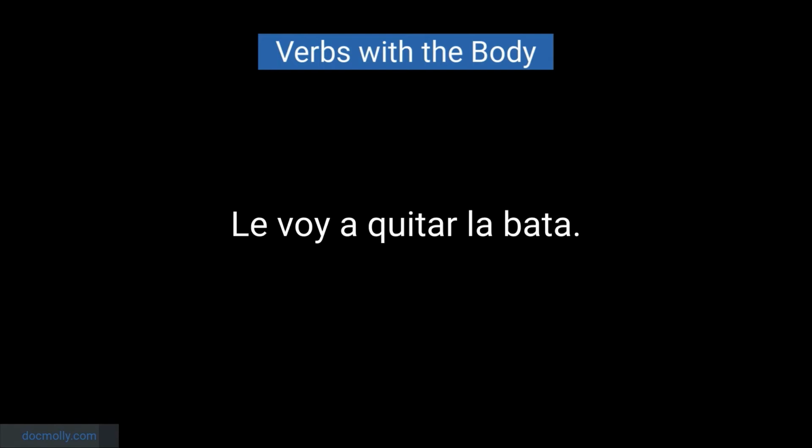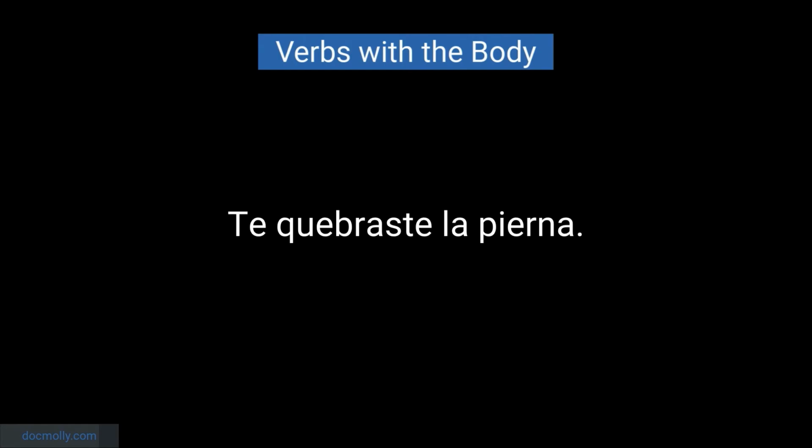Second verb, quitar, to take off. They take off their shirts. Se quitan la camisa. I am going to remove your robe, addressing usted. Le voy a quitar la bata. Verb number 3, to break, quebrar. You broke your leg. Te quebraste la pierna.